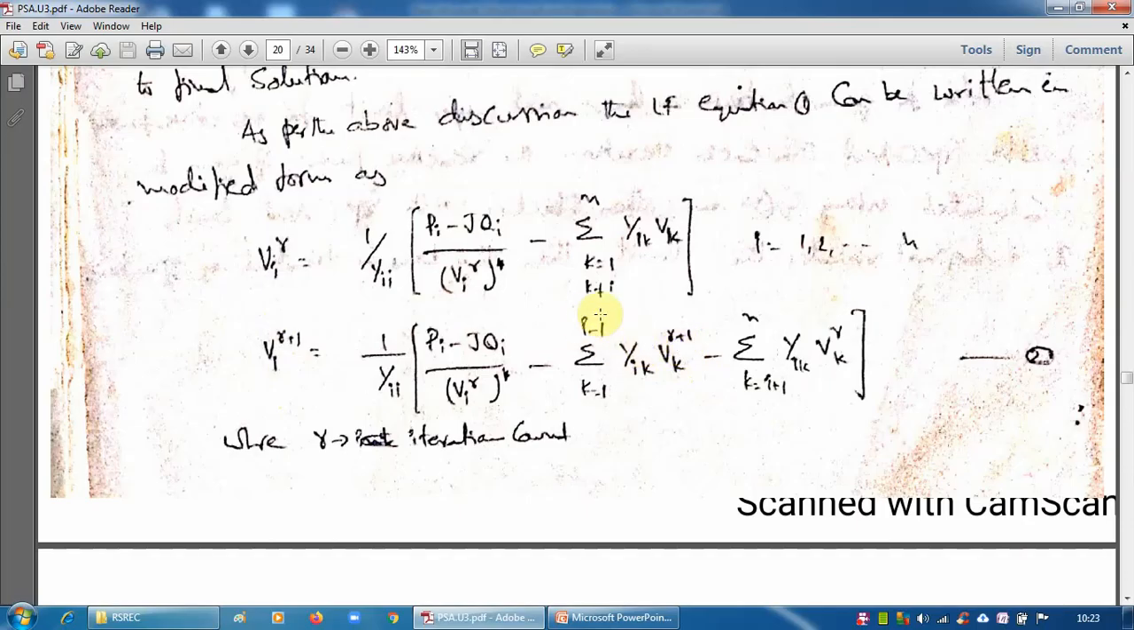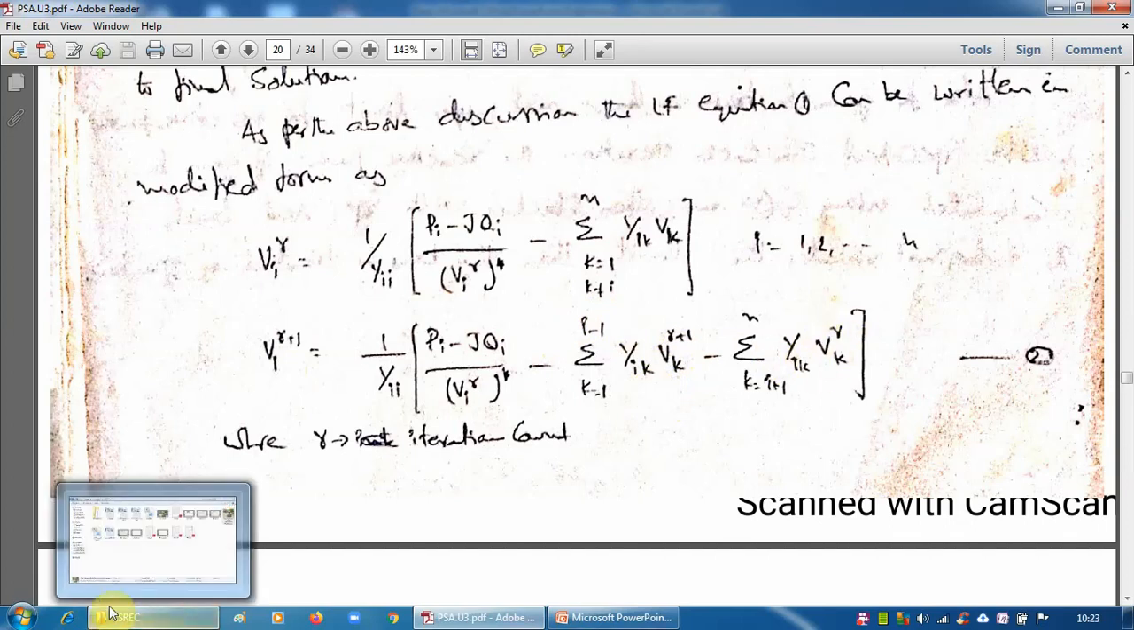You see here, summation is up to I minus 1. Just now I said if we are calculating V5, up to V4 we can substitute fresh value. So V4 means I minus 1. So up to I minus 1 we can substitute fresh values of bus voltage, beyond that old values.